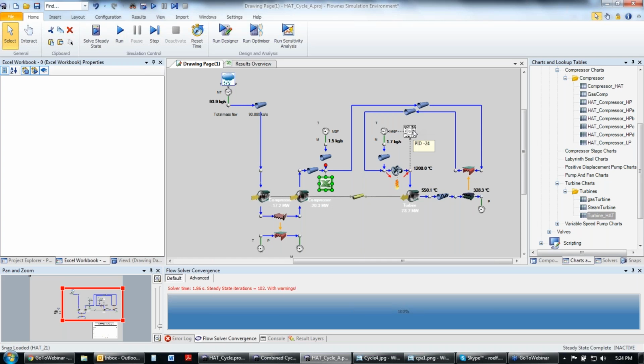Another component is the control component. We have a full control library, which allows us to control the system just as we would in real life. In this case, I will try to control the temperature at the inlet of the turbine to 1200 degrees C by varying the amount of fuel that goes into the system. Okay, everybody still with me?